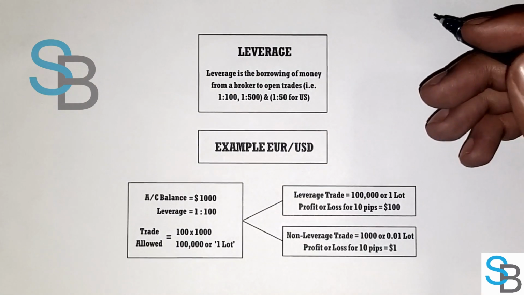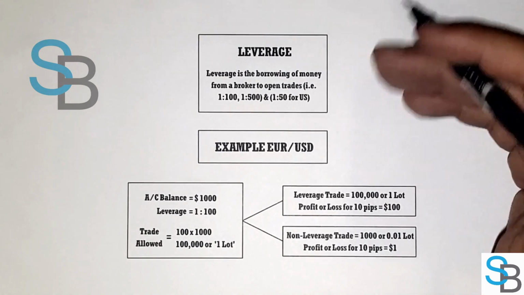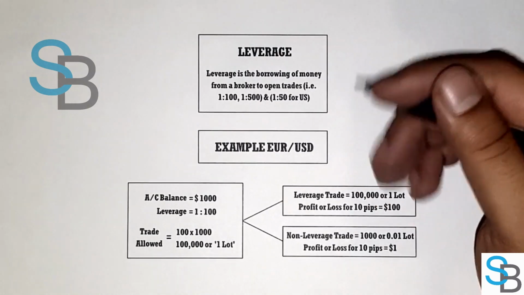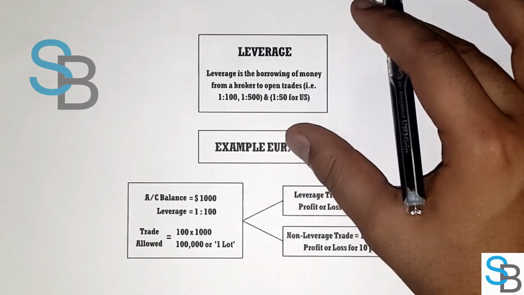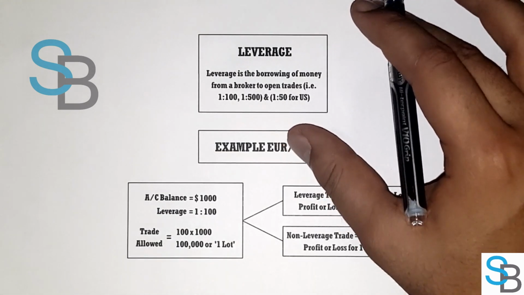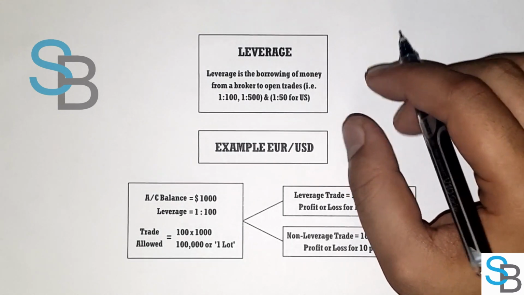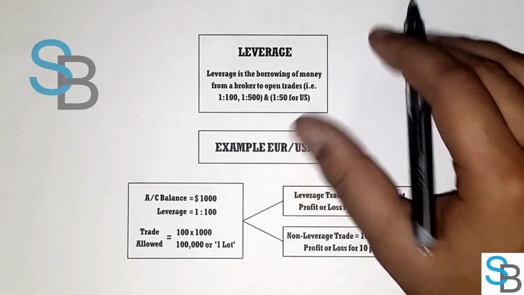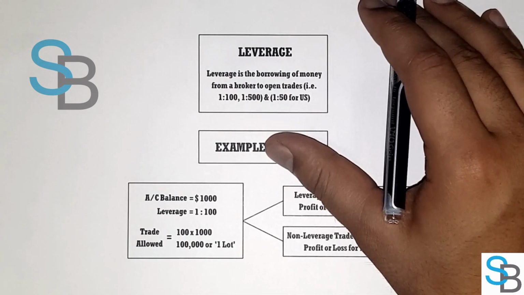Leverage is the borrowing of money from a broker to open trades. Every broker offers different leverages such as 1 to 100, 1 to 200, 1 to 500, and so on. For all US citizens, a maximum of 1 to 50 leverage is allowed. So this means leverage lets you trade more than you originally have. So with 1 to 100 leverage, you can trade 100 times your original amount. A leverage of 1 to 200 means you can trade 200 times your original amount.